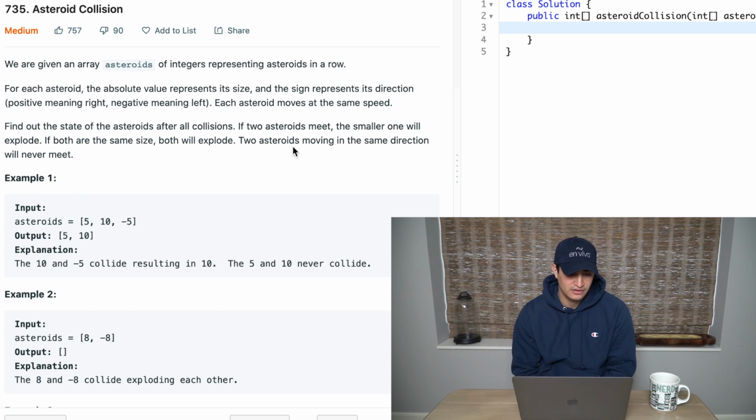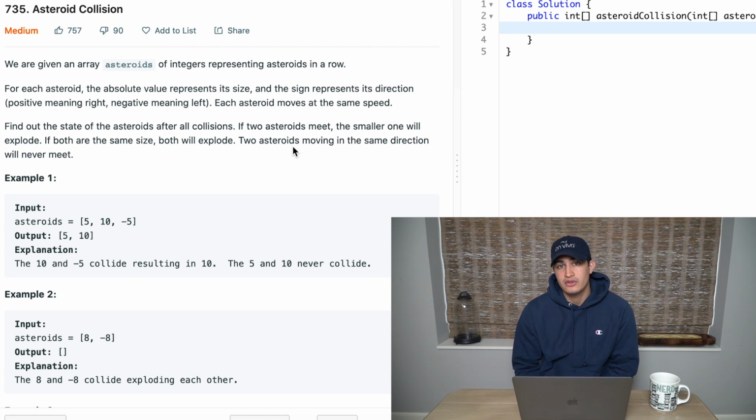Each asteroid moves at the same speed, and it asks us to find out the state of the asteroids after all collisions. And they tell us that if two asteroids meet, the smaller one will explode. If both are the same size, both will explode, and two asteroids moving in the same direction will never ever meet. Okay, so we're basically given a list of numbers that represent asteroids.